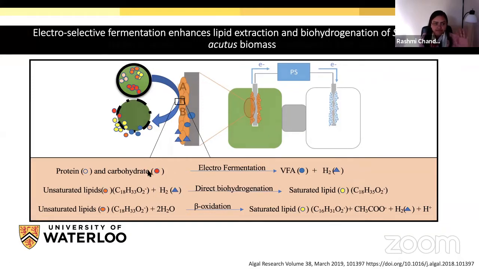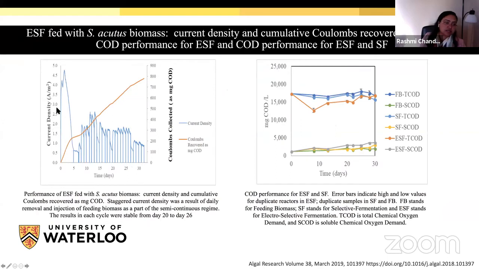This is the first data, the current density over time. We maintained a constant potential of 200 millivolts. Initially, the system has a lot of fluctuation. So from here until about 15 days, the system was not at all stable, so we ignored the data from this time. We took the data after the 20th day, from 20 to 25, when the system was very constant in its performance.